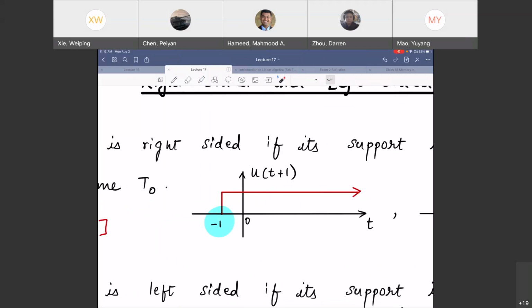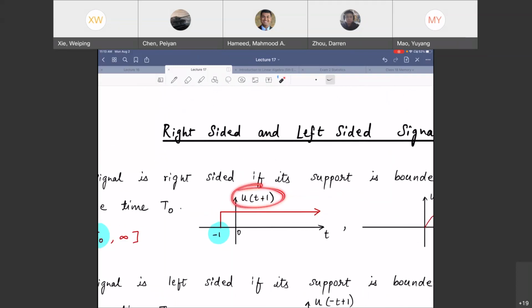Doesn't matter where it starts. It can start here or it can start here. You look at where it is moving. Is it moving here? Yes. Is it moving here? Yes. That would be a right-sided signal. Example, e to the minus t u of t. Another example, cosine t multiplied by u of t. Moving right.